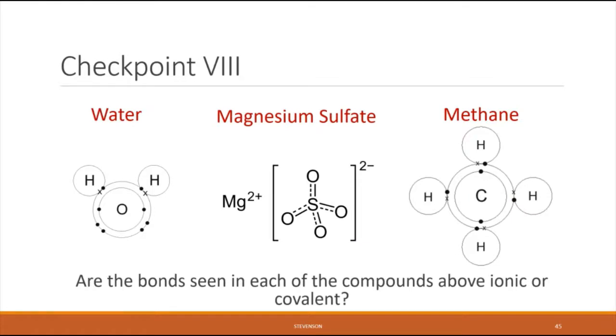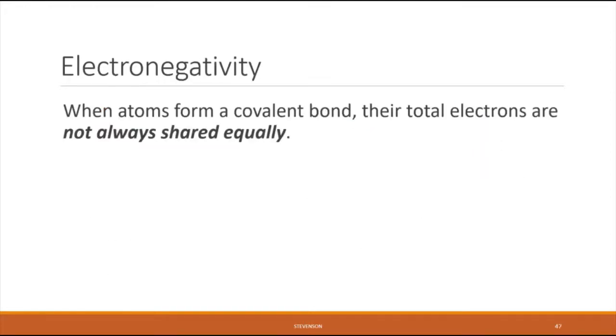So this brings us to a checkpoint. We have a number of different molecules displayed on the slide here. We have water, magnesium sulfate, and methane. And what I want you to do is look at the bonds that we have in each of these compounds and tell me whether they are ionic bonds, where the atoms involved are exchanging electrons, or if they are covalent bonds, where the atoms involved are sharing electrons with each other. Is each one ionic or covalent?